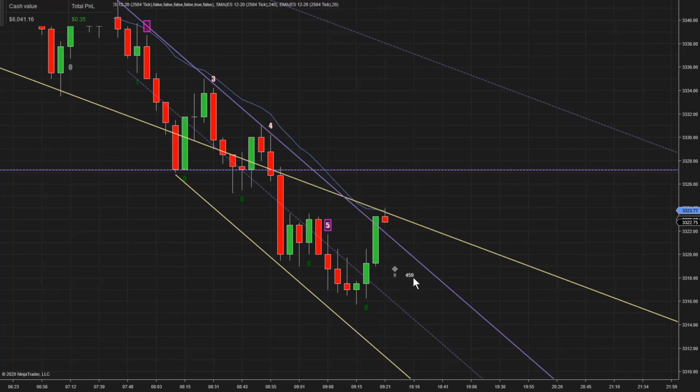And also you see this gray zero, that means it's the first pullback in a series of a two-legged pullback. So if we're talking about a two-legged pullback, that gray zero would basically be right there. If this was to go down, something like this, it's the first pullback.